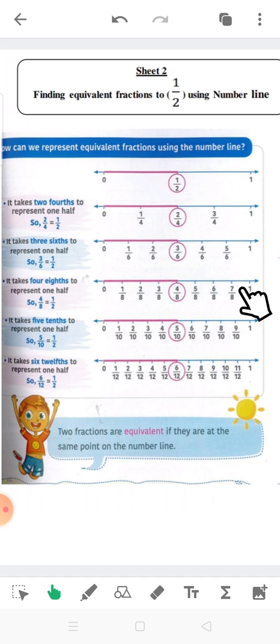Here we cut it into 8 equal parts, or 8/8. So what is equivalent to a half? It's 4/8, just below a half. 5/10, just below a half. Why? We talked before. 5 is half of 10. 4 is half of 8. 3 is half of 6. 2 is half of 4. And 6 is half of 12. Okay? Two fractions are equivalent if they are at the same point on the number line. We have them at the same point under each other like this.